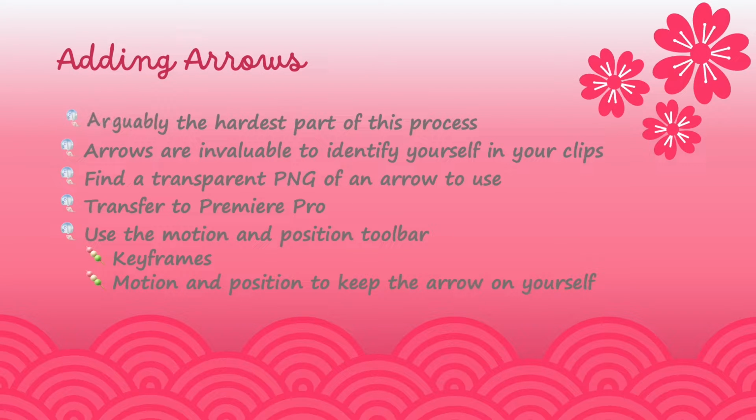This is arguably the hardest part, but you'll find it isn't too bad after seeing an example visually. Arrows are used to identify yourself in your clips. It's hard for your audience to recognize you based on jersey numbers alone, especially if your video isn't super clear.